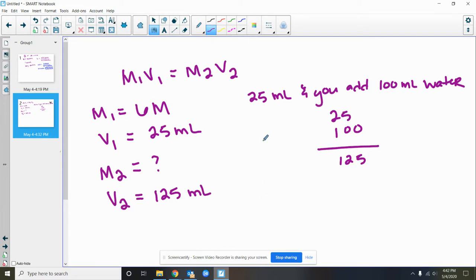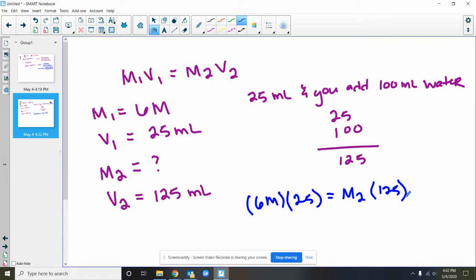So now once I have all of my final numbers, I'm going to just plug in. I've got 6 molar, there's my M1. 25 milliliters is my V1. I don't know my M2. And my final volume was 125. Again, milliliters is a totally acceptable choice for this.